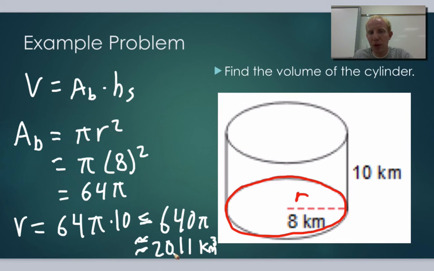So pretty simple to do. We just have to find what area we're trying to find on the bottom, multiply it by the height of the solid, and that gives us our volume.